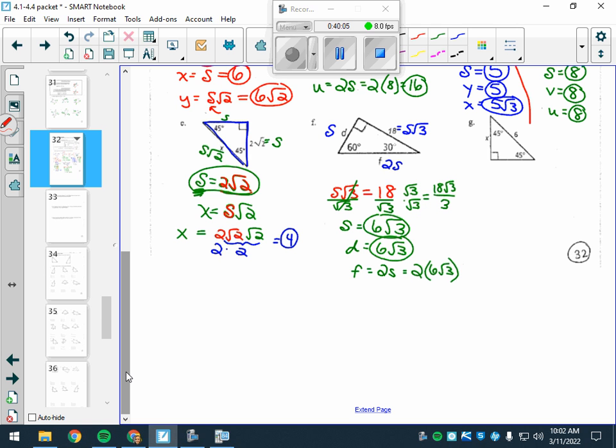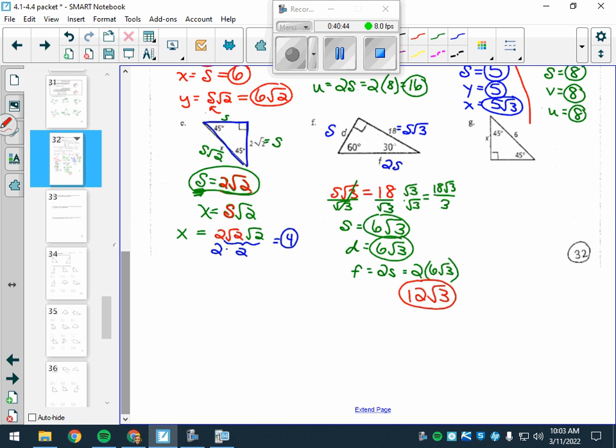Remember I said radicals work a lot like variables. If you had 2 times 6x, what would you get? 12x, right? Same thing here. If you have 2 times 6 root 3, you're going to have 12 root 3. Remember that the shortest side is always half the length of the hypotenuse, right? So it makes sense here that D is 6 root 3 and F is 12 root 3. That's double. All right, and then the other side was 18.